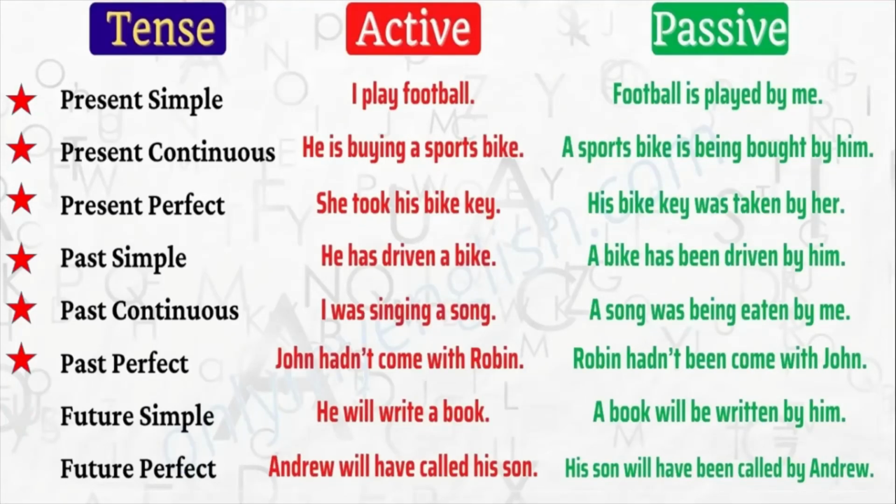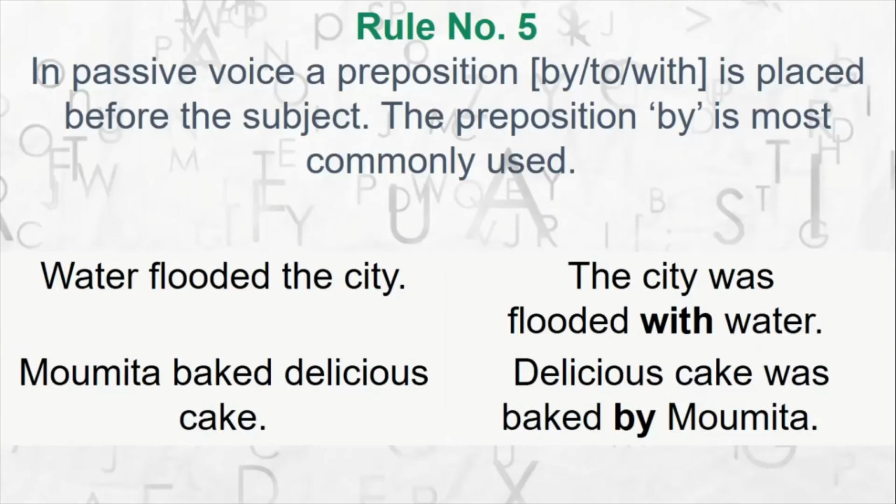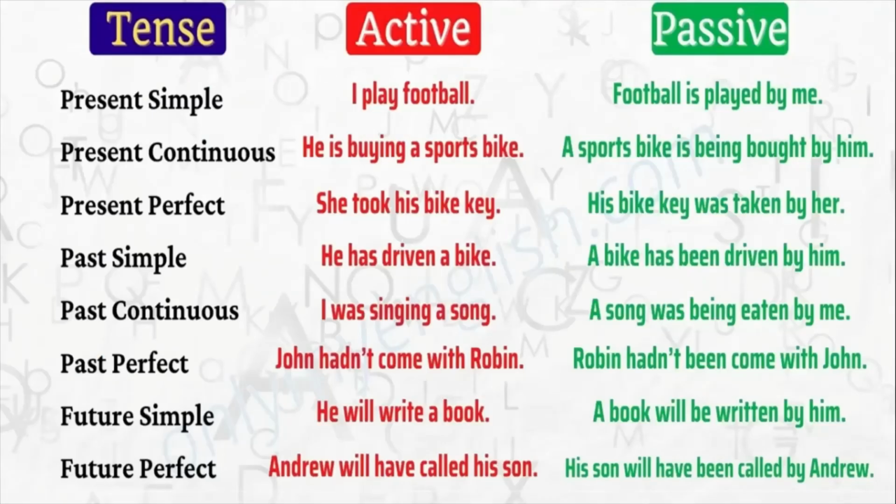Finally, we saw that in rule number 5, in passive voice, a preposition by, to or with, but usually by, is placed before the subject. Okay, now let's move on to the next part, where we look at tenses and try to see how the voice changes.